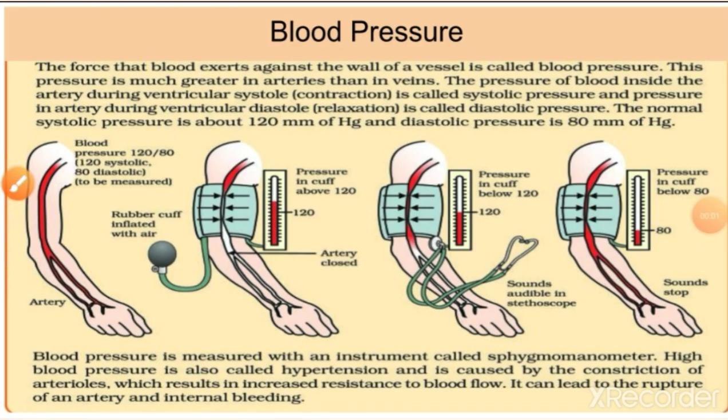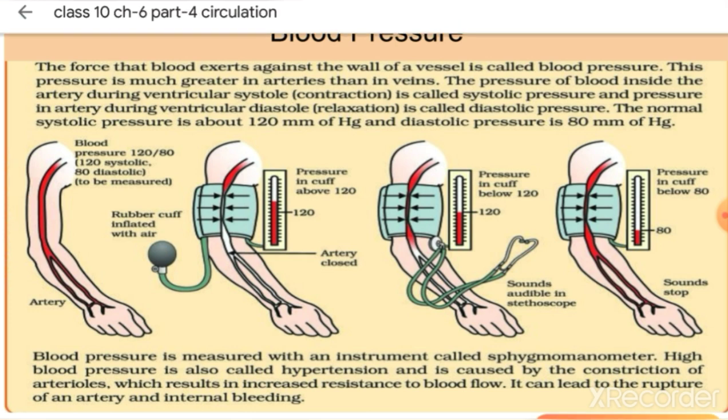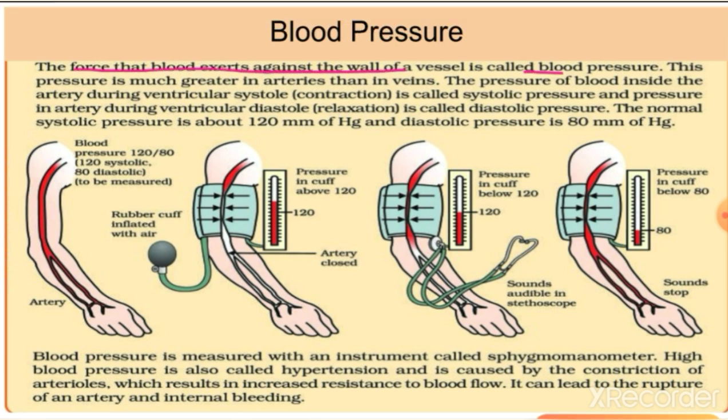Now let's understand what blood pressure is. Blood flows into the blood vessels, and when this blood flows, it applies some force on the walls. The force that is experienced by the walls is called the blood pressure. This pressure is much greater in the arteries and lower in the veins, because we have learned that in arteries the blood flows with high pressure and in veins the blood flows with low pressure. That is why this force applied on the artery walls is much larger than on the veins.